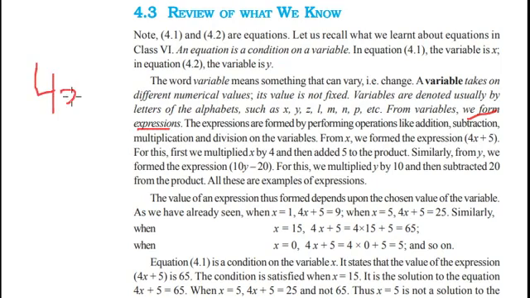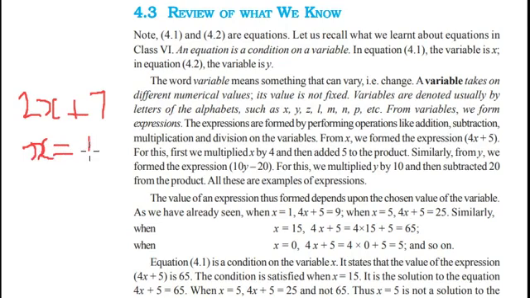In our previous example, 4x plus 5 is called an expression. Expressions are formed by performing operations like addition, subtraction, multiplication, and division on variables. In our previous example, we used multiplication, 4 times x. The value of an expression depends upon the chosen value of the variable. Now let us take the expression 2 times x plus 7. What is the value of this expression when the value of x is equal to 1?